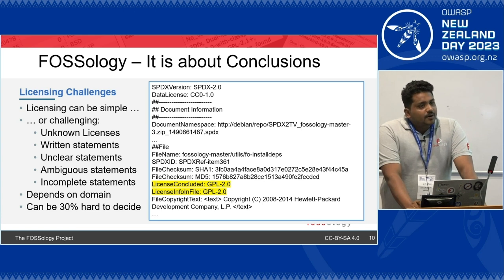So we think some domain knowledge is required to identify these files, and it can be 30% harder to decide which license you need to choose here. That's why we think it is required for conclusions. So we have added the conclusions for FOSSology. Any questions till now?